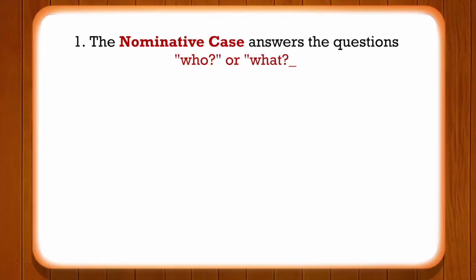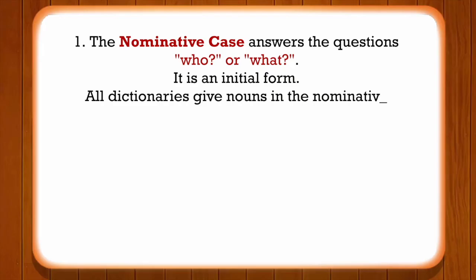So here you can see the first one is the nominative case. The nominative case answers the question who or what, like we already know, кто and что. It is the initial form of all kinds of nouns. All dictionaries give nouns in the form of the nominative case only. So whenever you browse through the dictionary and see words, they are actually in the nominative case form.